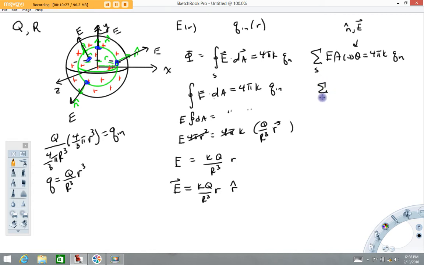So this is going to read sum over the surface of E times A equals 4 pi k times the charge inside the surface. All right, same argument here. There's no reason to think the electric field varies over this green surface. Therefore, it is constant on the sum. So we can write this E times the sum over the surface of all the areas equals 4 pi k times charge inside the surface. And again, the sum over the surface of the little areas of the surface gives the total area of the surface, 4 pi r squared.